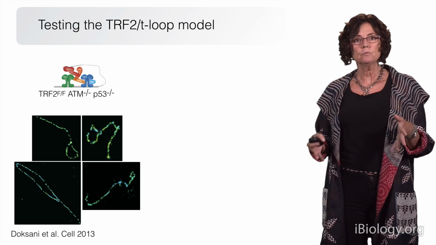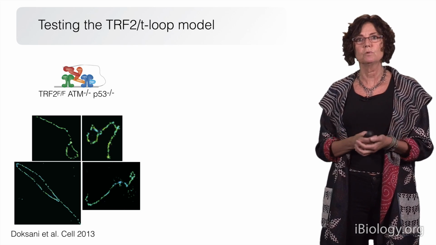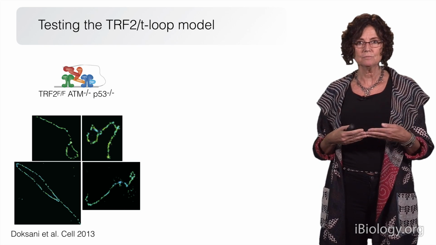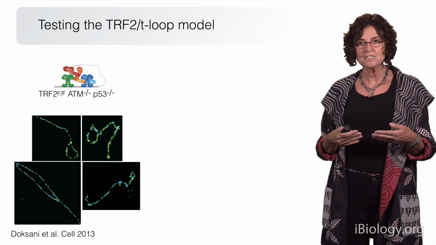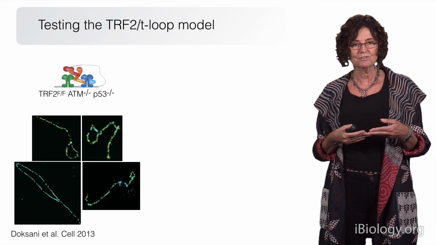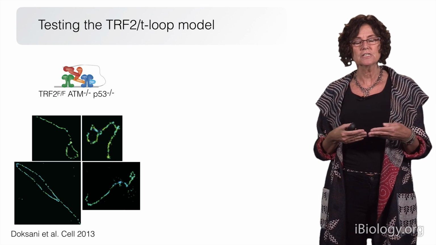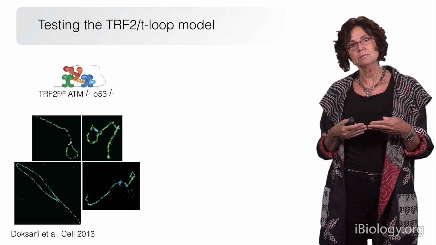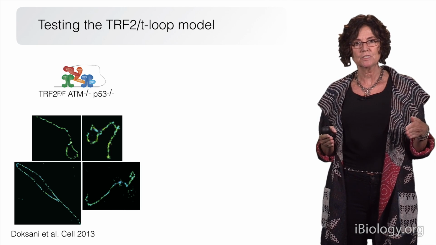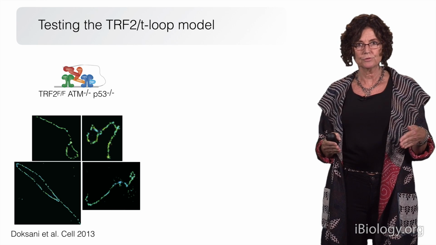So then he wanted to image cells that don't have TRF2, but here there is a problem, because if you delete TRF2, of course, all the telomeres fuse together. And if you don't see T-loops at fused telomeres, it's not a very informative experiment. So we used a genetic trick to delete TRF2 from ATM null cells in which case there is no DNA damage signaling at the telomeres, as I showed you, and also no fusion.